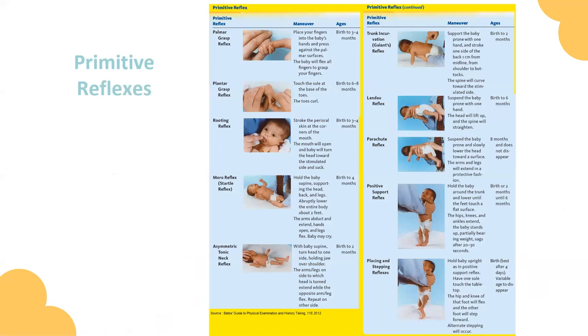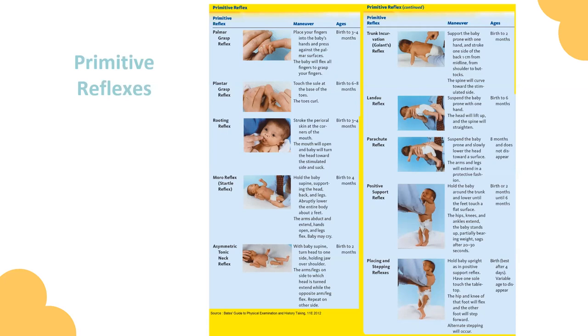Okay, so these are the primitive reflexes. This is just revision. The most important one is the palmar grasp reflex, which is when we put our finger onto the palm, stimulating the palm. The child would grasp the finger, which indicates a positive grasp reflex. And then the rooting reflex is when we put our finger towards the perioral area, and the child would turn his head towards the finger. And also the sucking reflex, when we stimulate the palate, there will be automatic sucking.